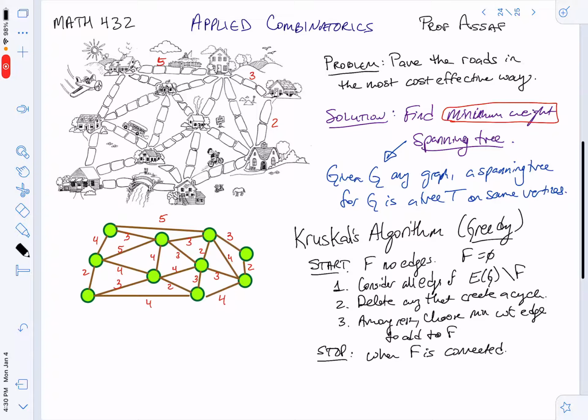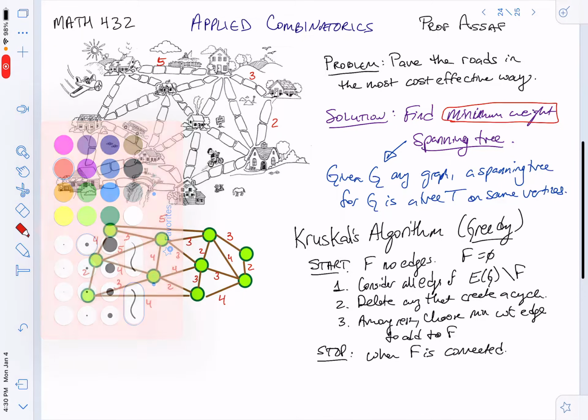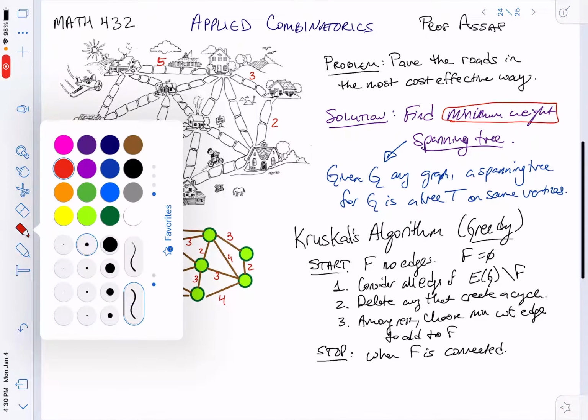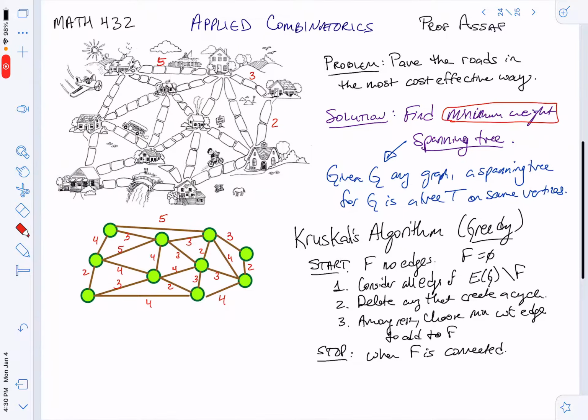So I can think about that in my graph here, and let's say we're going to highlight, let's pave the roads. I realize that it would probably make more sense to pave them in a nice gray color, but let's make it show up. So we're going to pave the roads in red. Okay, so what does Kruskal's algorithm say? It says, look at all the edges in my graph that are not yet in F. Well, F so far doesn't have any edges, so maybe I'll remind you here that F is going to be the highlighted edges.